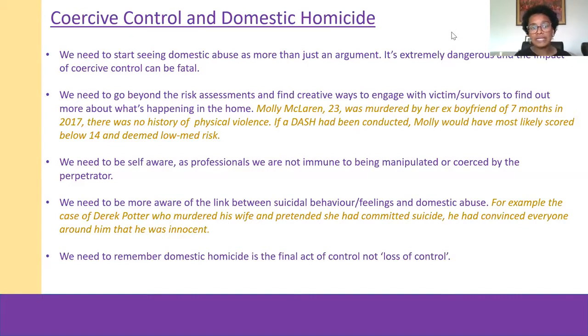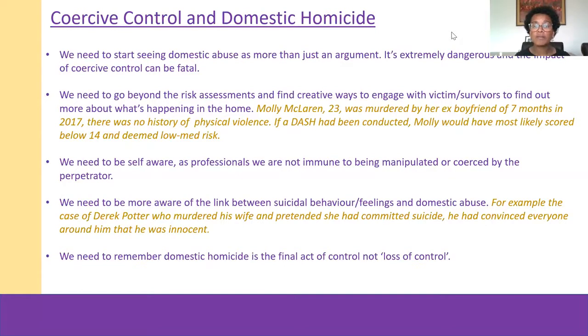And so we need to go beyond the risk assessments. And I think the risk assessments are important, and they are useful as a guideline, but I don't think that we can solely rely on risk assessments, because the truth is, when it comes to domestic abuse, you can't really measure risk. You can never look at a case and say, this isn't going to end in homicide.